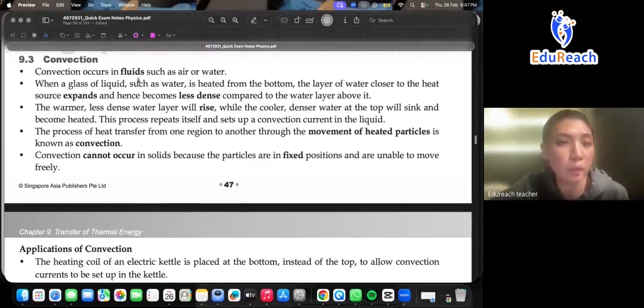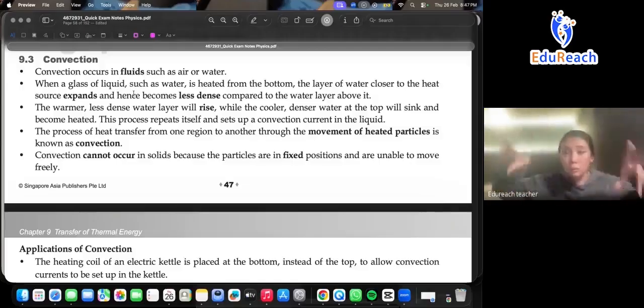Okay. Next one, convection. Convection occurs in fluids such as air or water. The key word here being fluids. The reason why we are only talking about fluids for convection is because the fluids need to be able to move, either within the liquid or in all directions in the case of gases.